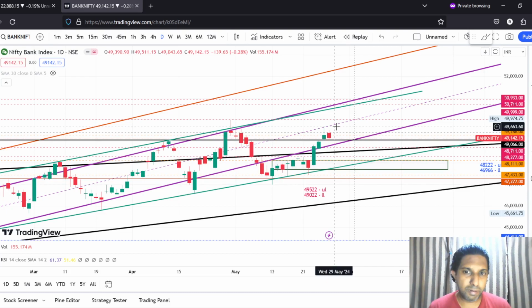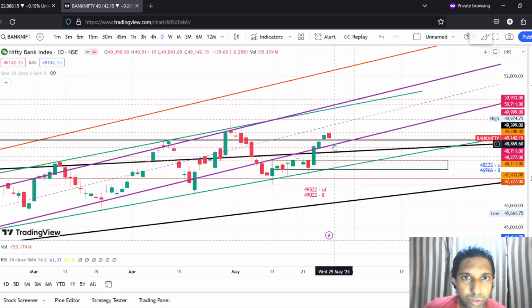right? So my bias is towards bullishness, and we may again tomorrow retest the middle of the purple channel, and if we break the 49,066 levels, then we may retest the bottom of this purple channel as well. So all in all the possibilities are still open. The bias is still towards bullishness, but anything is possible.